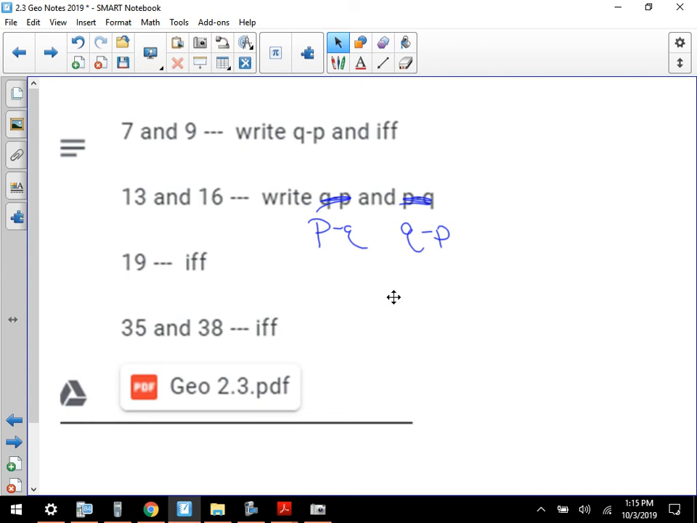Number 19, number 35, and number 38. You have statements. On 19, it gives you a definition. It says a perpendicular bisector of a segment is a line, segment, or ray that is perpendicular to a segment at its midpoint. That's a definition. Turn that into an if and only if. 35 and 38 also are turning them into if and only ifs. They're giving you statements, and you have to figure out how to write them as an if and only if, because there are two ifs.